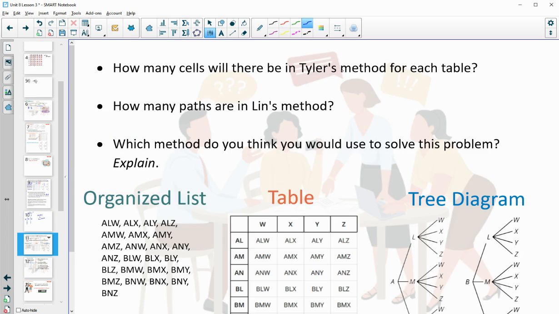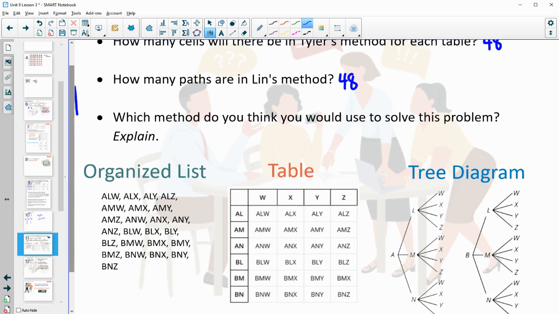So how many cells will there be for the new method? 48 again. How many paths will there be in Lynn's? 48. And then which method would you use to solve the problem? That depends on which you like better. So do you like the organized list? Does it make sense? Are you able to make sure that you have all the options?